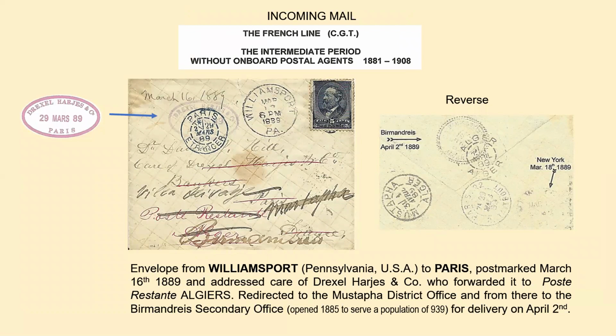Incoming mail on the French line, CGT, in the period when there were no postal agents on board, sent from Williamsport in Pennsylvania, USA, to Paris, postmarked March 8, 1889, and addressed to a forwarding agent, Drexel Harjes and Company, who forwarded it to a poste restante in Algiers, who promptly redirected it to the Mustafa office, and from there to the Bermandry secondary office. Quite a well-travelled piece.